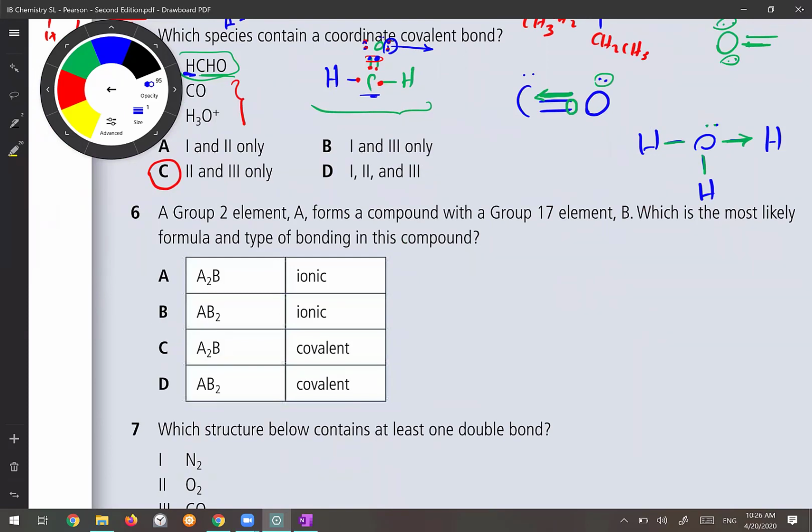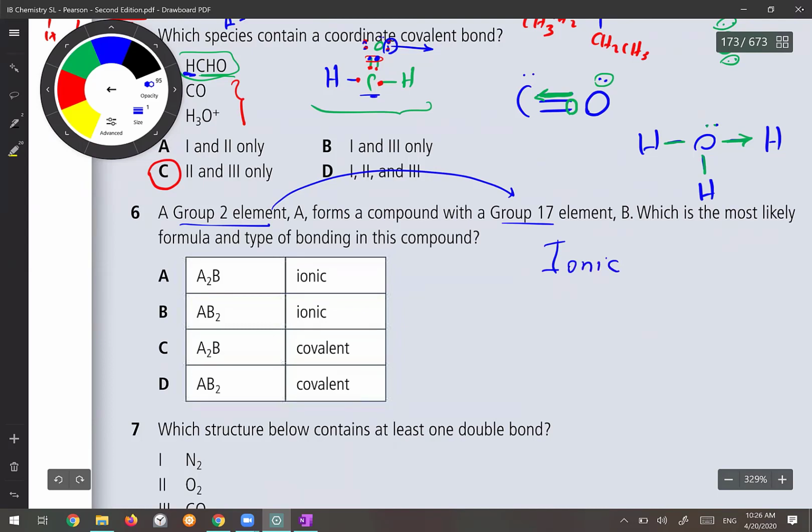A group 2 element A forms a compound with group 17 element B. Which is the most likely formula and type of the bonding in this compound? Because group 2 is metal and group 17 is non-metal, the bond between them must be ionic. Okay, so in the ionic bond, the group 2 become cation, and the charge of the cation would be A2+. And group 17 have 7 valence electrons. They need only 1 electron to become octet, so their anion charge would be B-. And the ionic bond which forms, this 1 comes here, 2 goes here, so the compound would be AB2. So the answer is B.